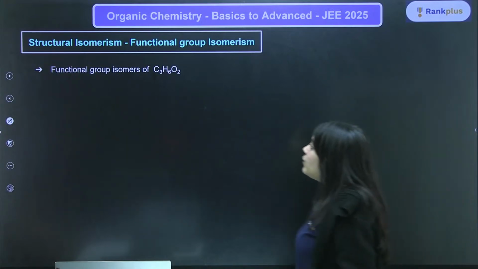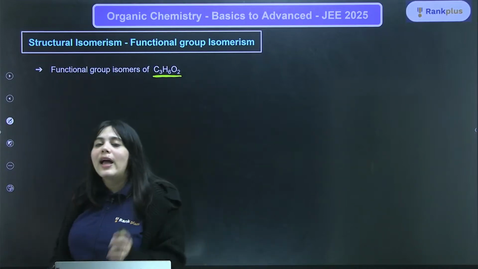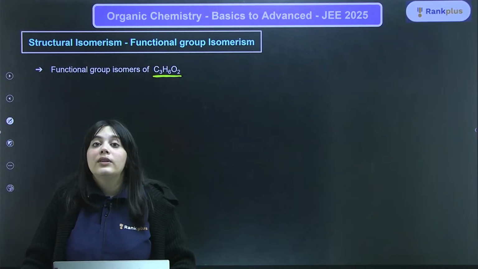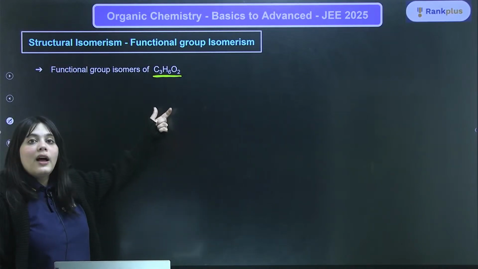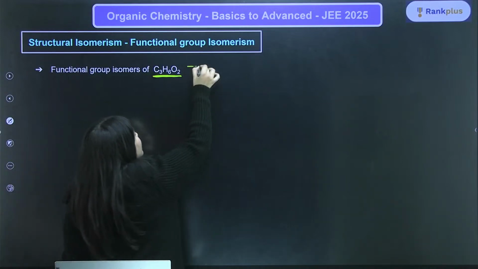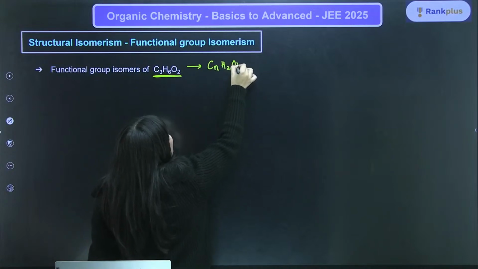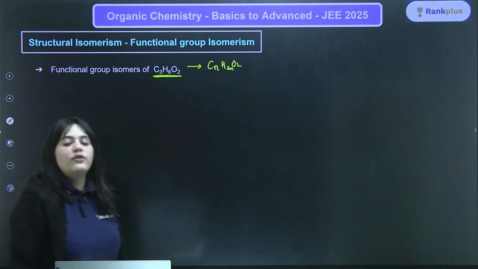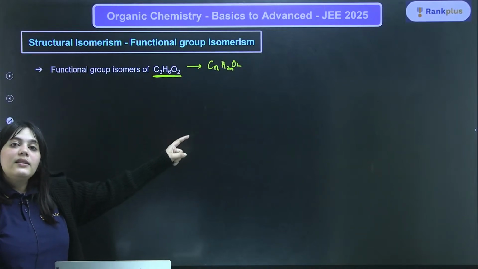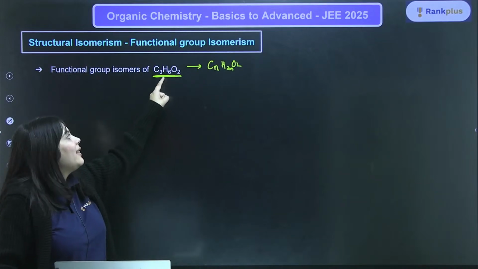Now, I want you to write all the functional group isomers of C3H6O2. Can you just look at the formula and tell me what kind of functional group isomerism they would show? What kind of general formula is this following? Can everyone tell me that this is actually following the CnH2nO2 kind of general formula? Isn't it following this kind? Because this is C3, and double of carbon is hydrogen, and then 2 oxygen.